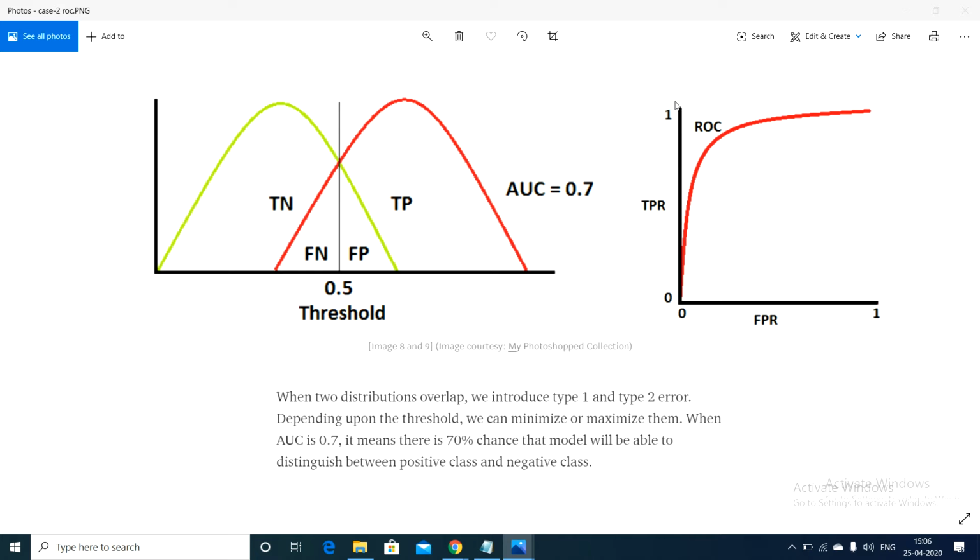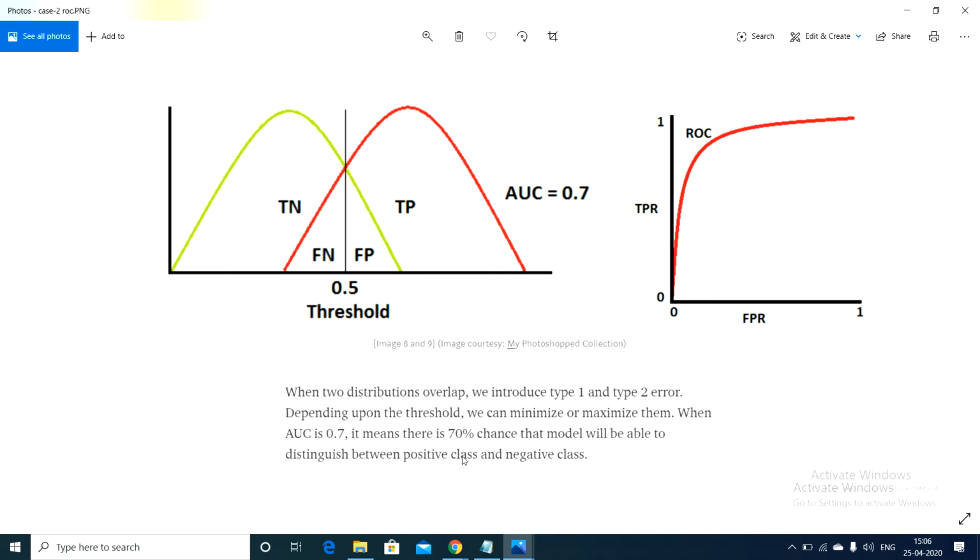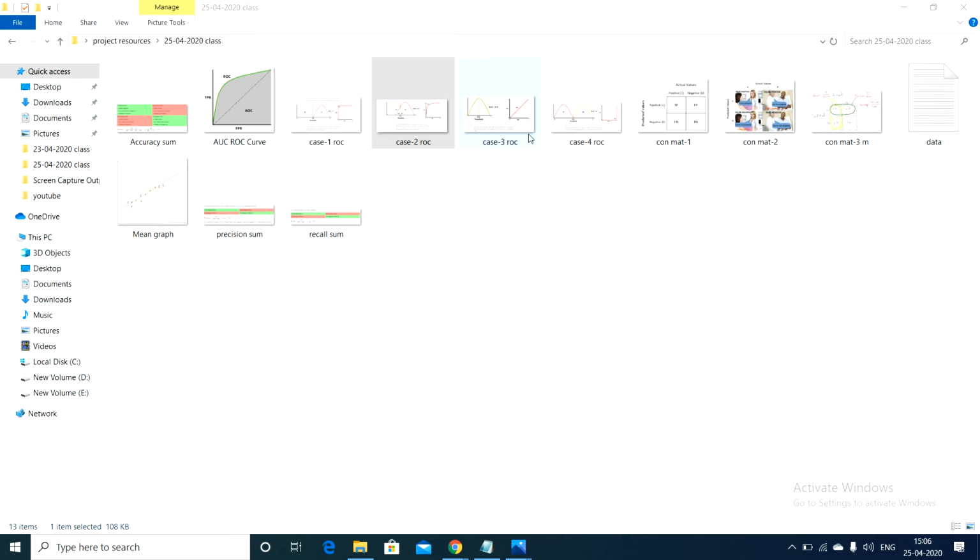So the ideal case, the reverse L shape, is our ROC curve. But now see, here there is some deviation from the ideal case. Okay, now here AUC is 0.7. That means there is a 70% chance the model will distinguish between positive and negative cases. Okay, if AUC is 0.7, we get a ROC curve like this. Okay, now let us take the third case.